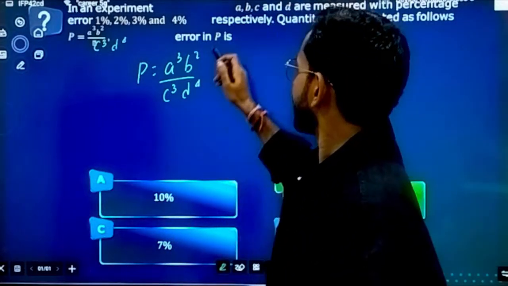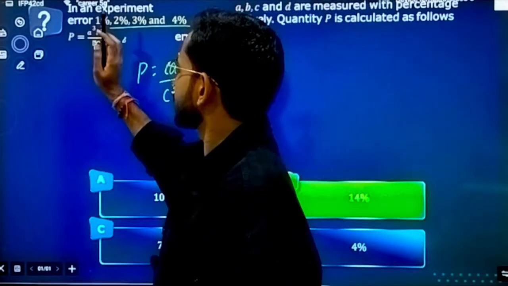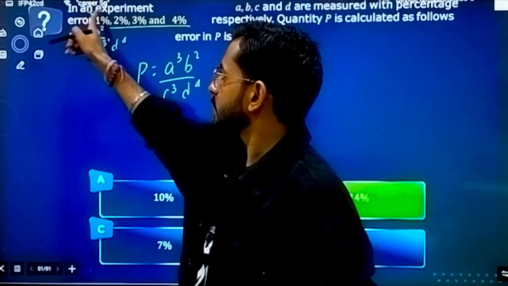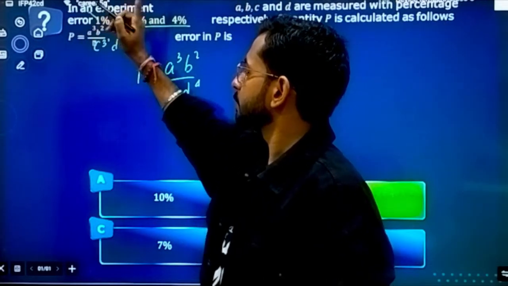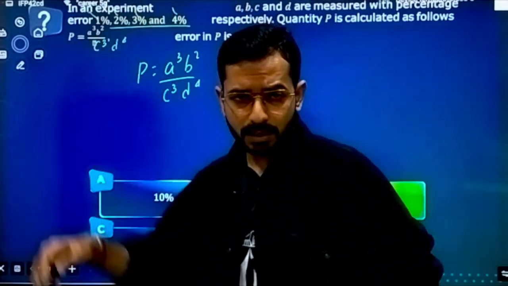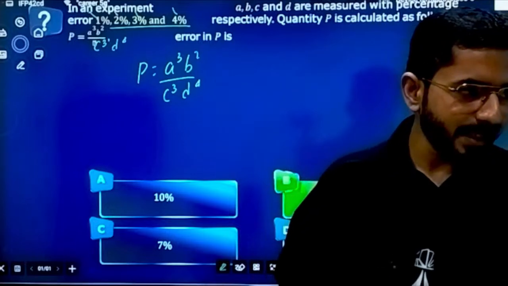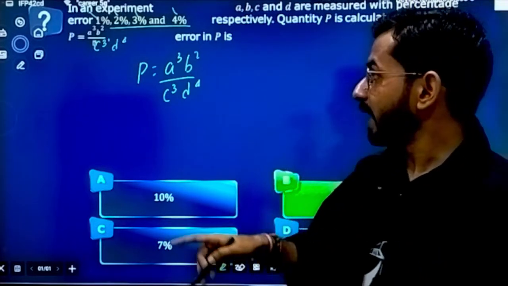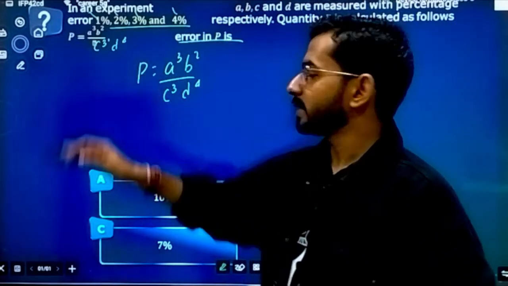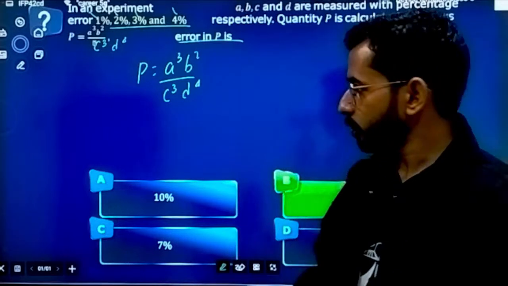And the percentage changes are given. Percentage changes are how much? For a it is 1%, for b it is 2%, for c it is 3%, and for d it is 4%. These are the percentage changes given for a, b, c, d. And finally the question is asking you, tell me the percentage change that will be coming in p. So how will I do it?